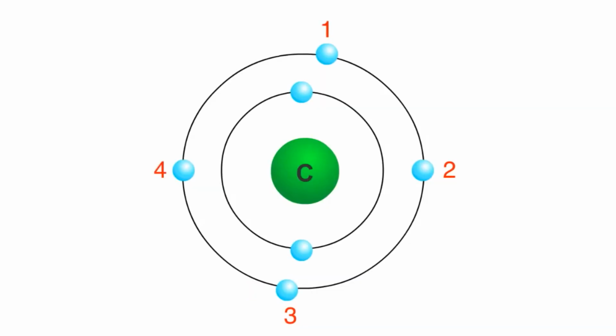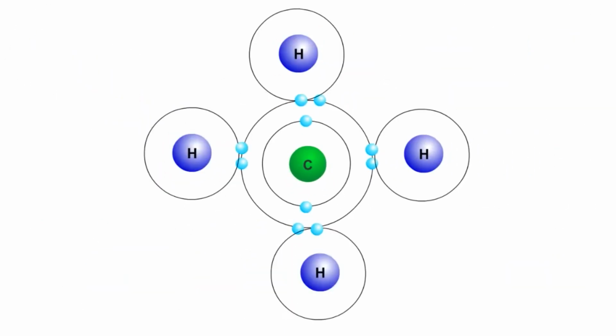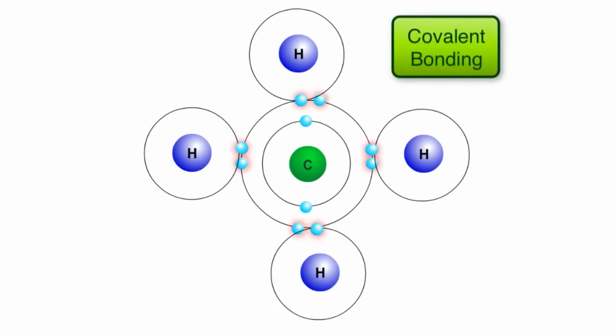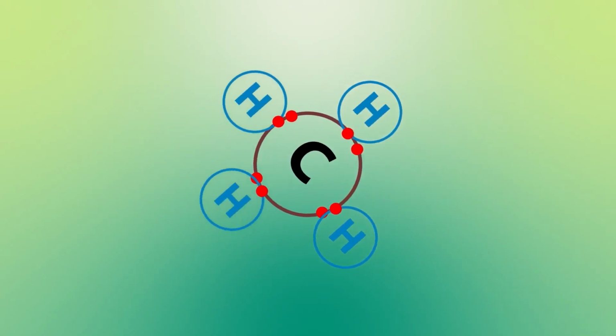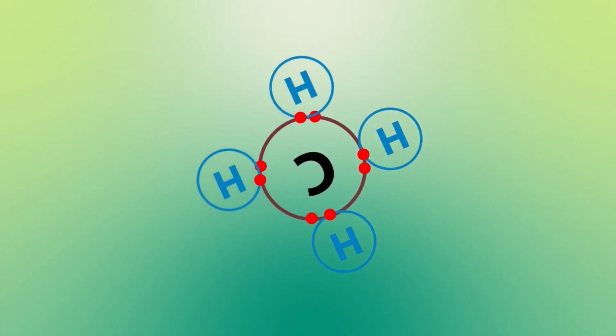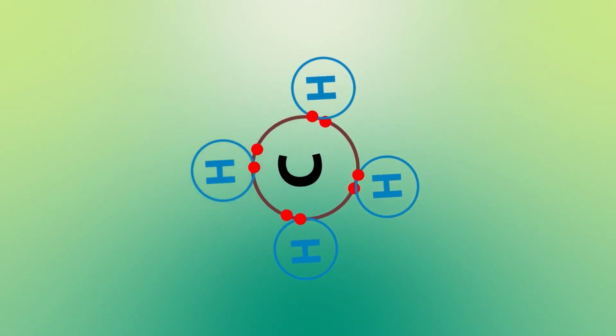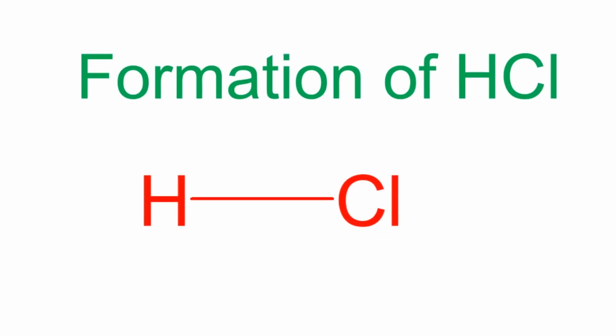The carbon atom has 4 electrons in its valence shell. In order to complete its octet, carbon atom requires another 4 electrons. The hydrogen atom has 1 electron in its valence shell. 4 hydrogen atoms share 1 electron each with the carbon atom to form 4 covalent bonds. This way carbon now has a complete octet and all 4 hydrogen atoms have a complete duplet. Let us consider the formation of HCl.